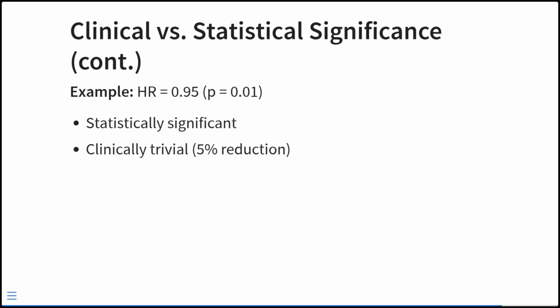So as an example, we can have a hazard ratio of 0.95 and a p-value of 0.901. So you can see that this is statistically significant, but it is clinically trivial because we have only a 5% reduction in that particular hazard. So the 0.95 is almost close to 1. So even though it is statistically significant, in terms of hazard, you can see that the hazard is only slightly less, 0.95 compared to the reference value.